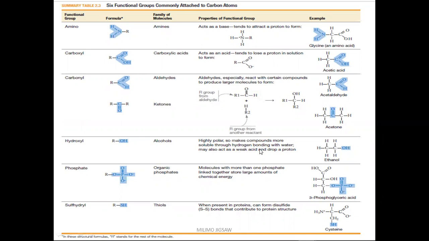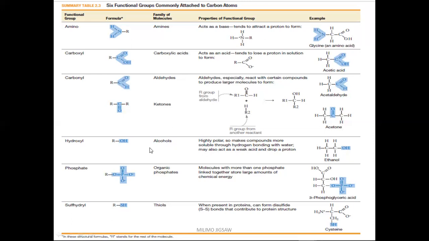So we have an example of a hydroxyl group. A hydroxyl group is very important. Of importance in biomolecules, we find hydroxyl groups in carbohydrates, in proteins, and in nucleic acids. Remember, we already looked at nucleic acids and we saw hydroxyl groups.